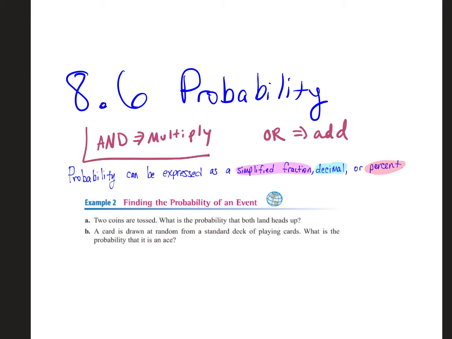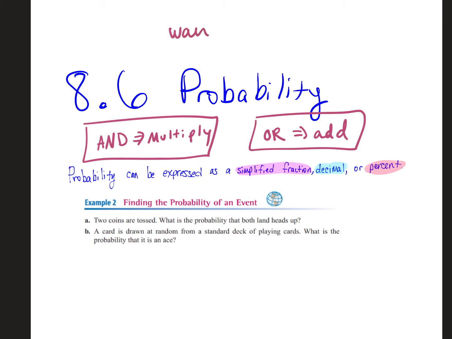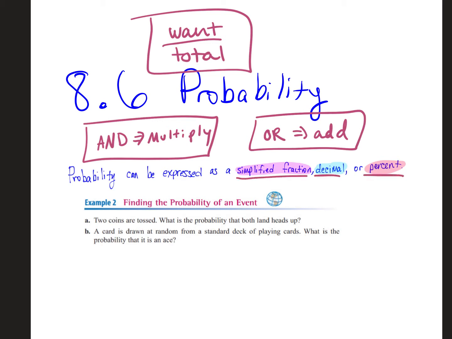So two major things. Sometimes it won't explicitly say "and" or "or", but we can read the problem and think about what it means. Are they trying to say we do this and this, or this or this? We'll see that in the first example. And then another thing we need to know about probability is that it is always what we want divided by the total. And probability can be written as a simplified fraction, a decimal, or a percent.